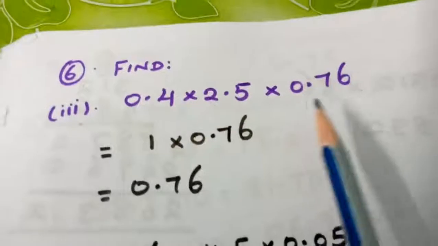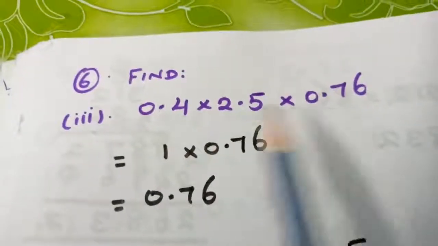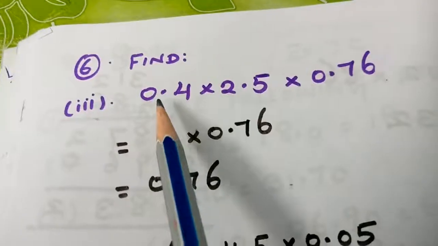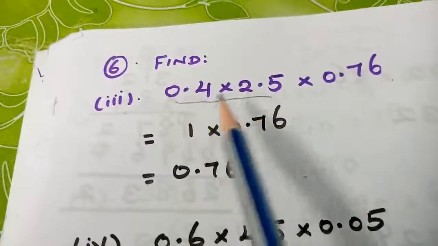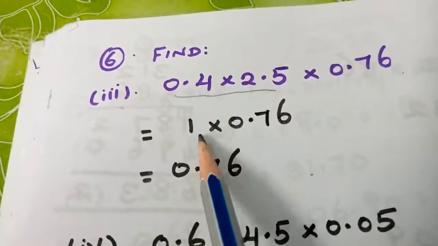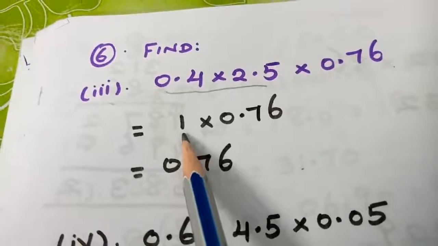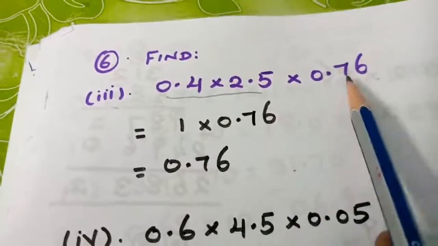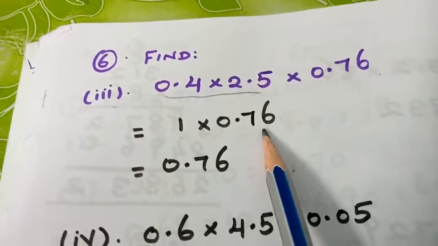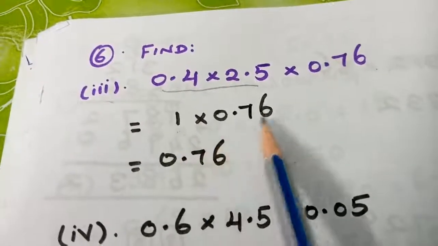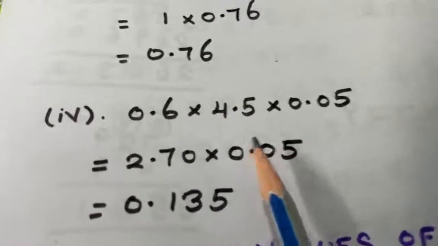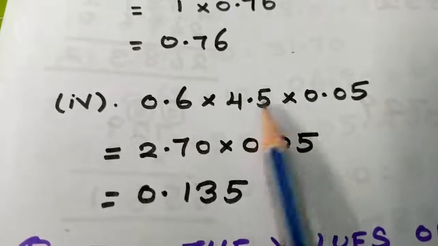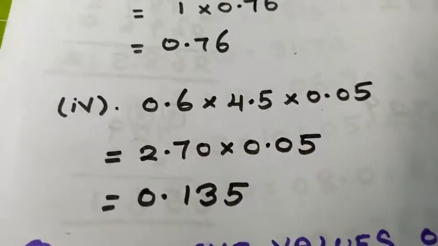Question number 6. If you see question number 6, you have 3 numbers in this place. So you are going to take the first 2 numbers here, students. After taking the first 2, you are going to multiply and you will get the answer as 1.00, and I am going to write it as 1. After writing it as 1, you are going to write the remaining value in this place. So 1 into 0.76 is nothing but 0.76. Similarly, you can take the first 2 and multiply, or the next 2. No problem, you can multiply in any way.